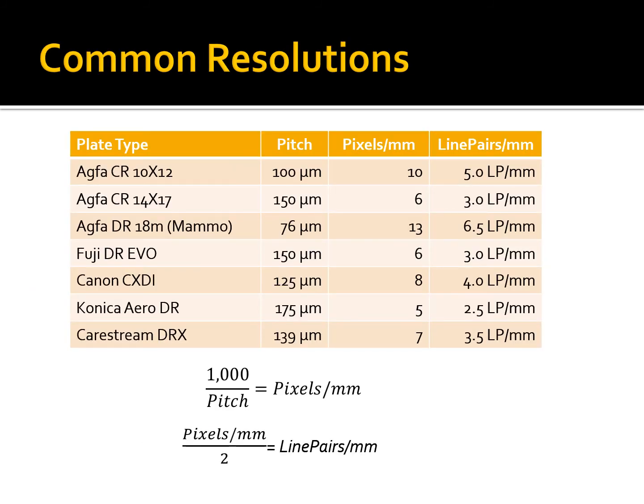Here is a listing of common resolutions of a number of CR and DR imaging systems. Note that the highest resolution is the AGFA DR mammography plate at 6.5 line pairs per millimeter. This is a little above what the unaided eye can see without magnification. The lowest is the Konica Aero DR plate at 2.5 line pairs per millimeter.